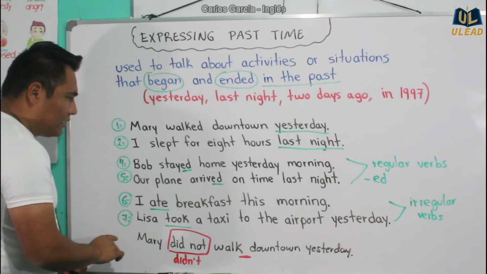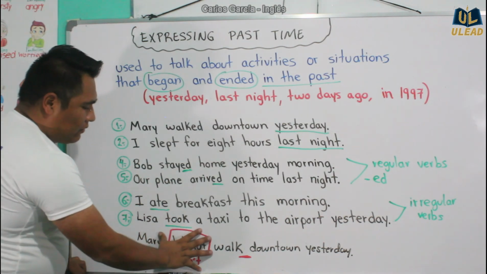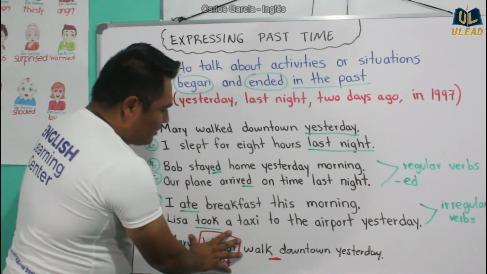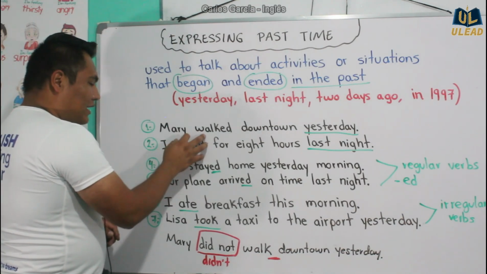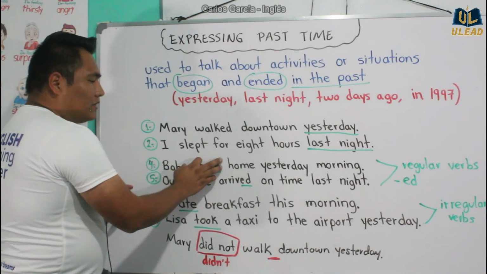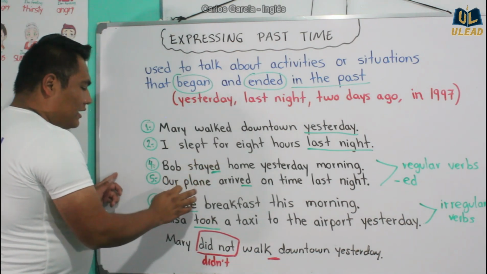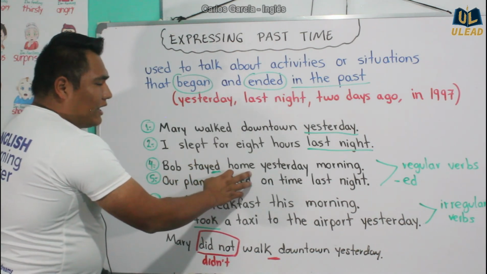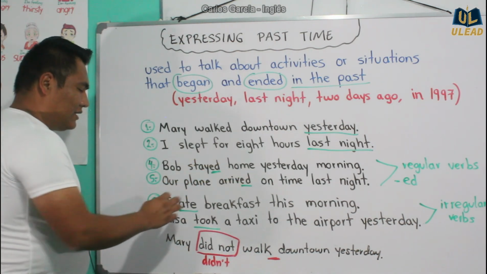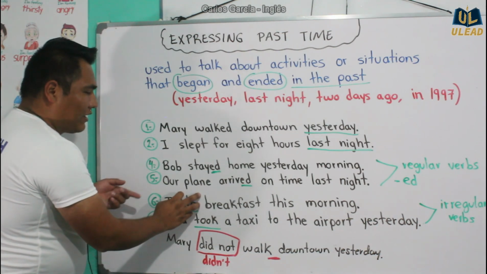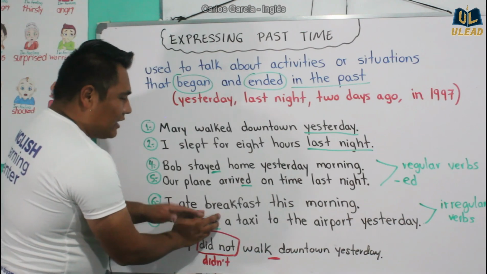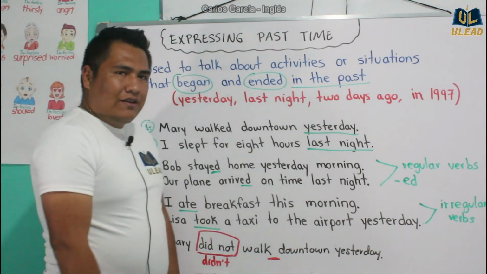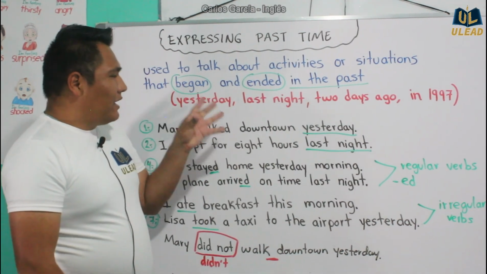And for the question form, we only use did at the beginning. For example, did Mary walk downtown yesterday? Did I sleep for 8 hours last night? Did Bob stay home yesterday morning? Did our plane arrive on time last night? Did I eat breakfast this morning? Did Lisa take a taxi to the airport yesterday? Okay, and this is how we use the past time.